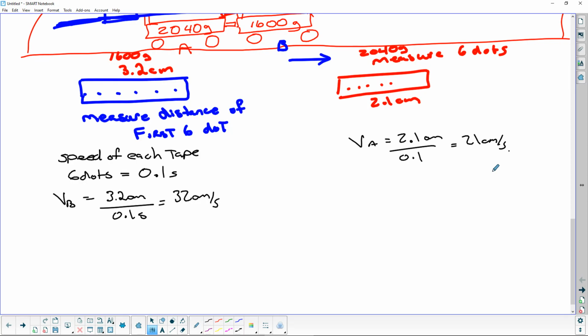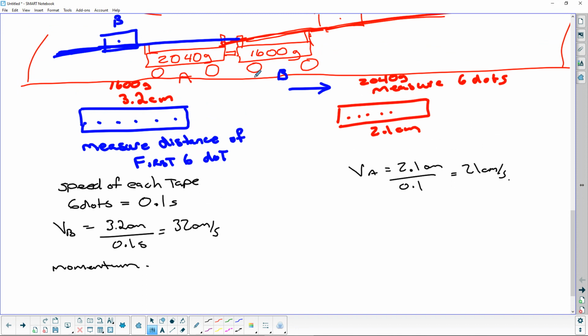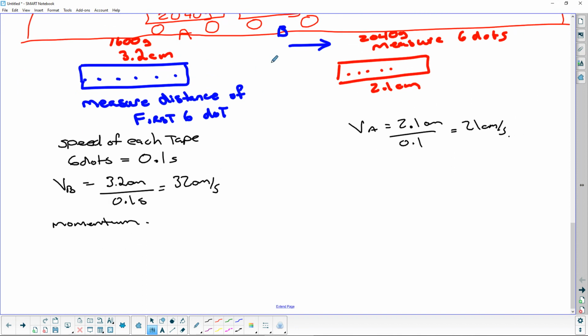Now you'll be able to compare against each other. Like in Vanguard here, we've got 13 or 14 people, so we'll have 13 or 14 trials. In other schools, you might have 5 or 6, however many there are. Okay, and then you just do the momentum. So you take the mass, this is B, so you need the mass of B, which would be 1,600.